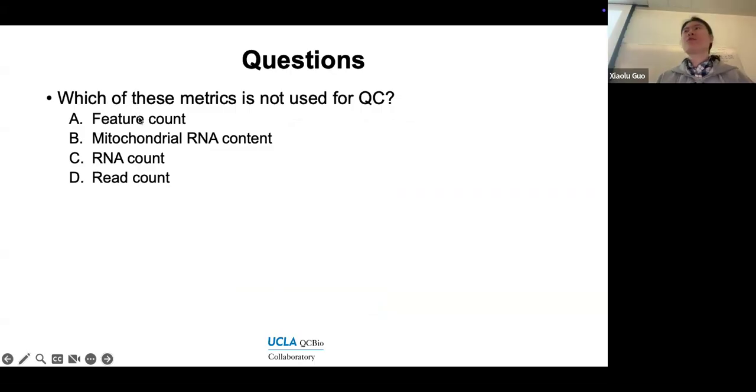Still, I hope you show your answers. If you want to choose A, show 1 finger, B, show 2, C, 3, and D is 4. I will give you 10 seconds to think about each question before you give your answer. The first question is, which of these metrics is not used for quality control? You have 10 seconds to think about it.